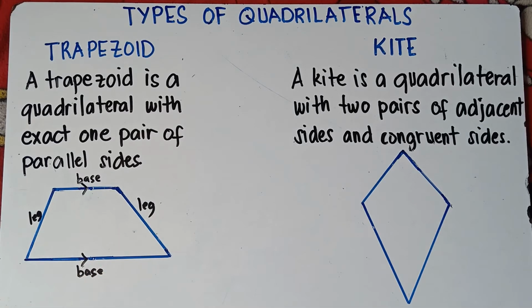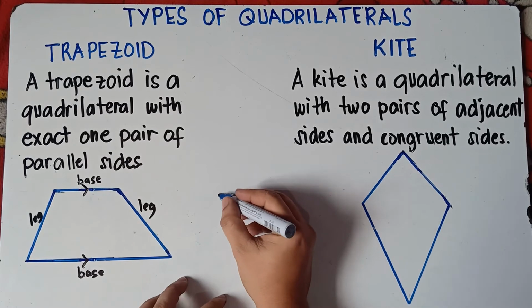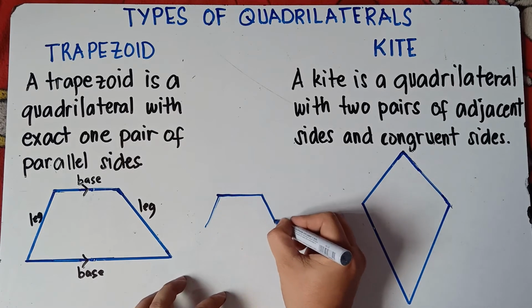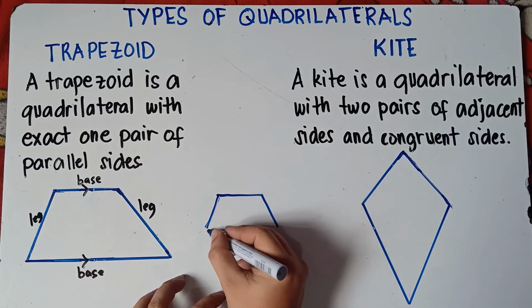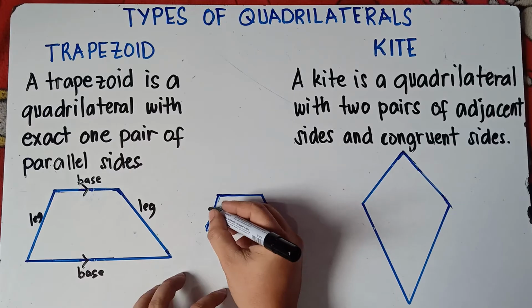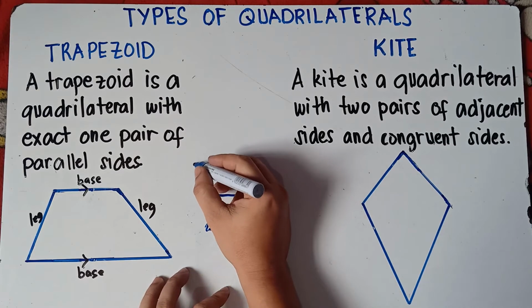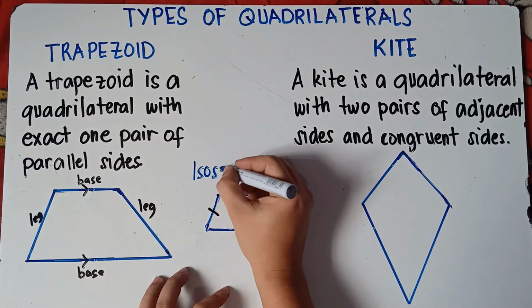Now we also have a type of trapezoid class if the legs are congruent. Example class, if we have this kind of trapezoid, so we draw a trapezoid and two legs are congruent. Okay, if this leg right here is congruent to this side, therefore we call it isosceles trapezoid, class.